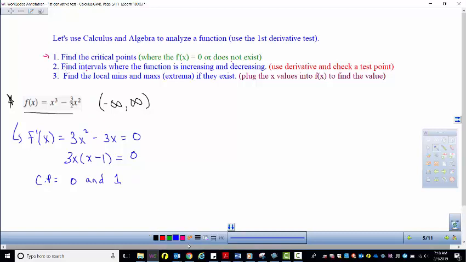So the second step is pretty new. We're going to find the intervals where it's increasing or decreasing. So for your intervals, you have to start with the end of your domain. So the end of my domain is negative infinity. So my first interval is going to go from negative infinity to my lowest critical point, which is 0. My next interval will be between the 2 critical points, and my last interval is going to be from the highest critical point to the end of the domain.